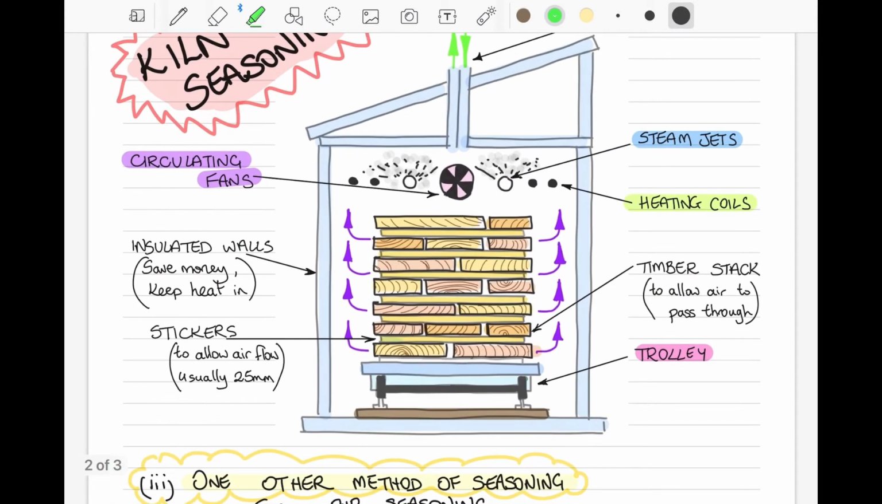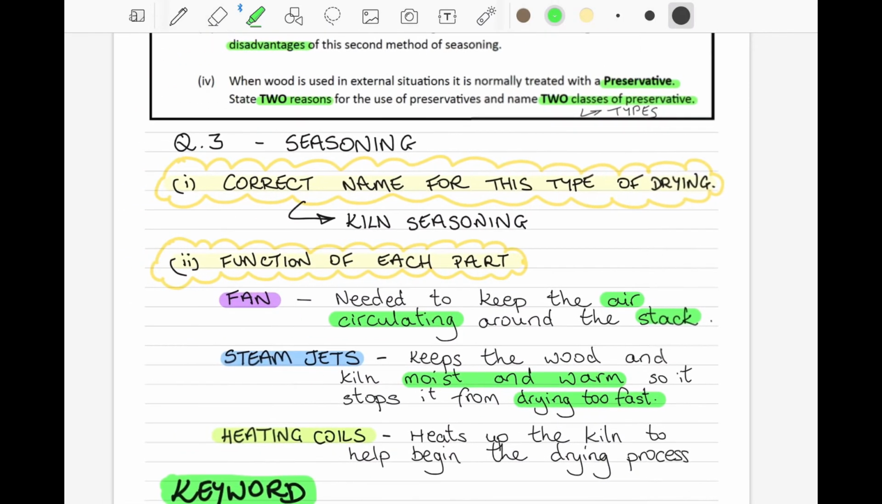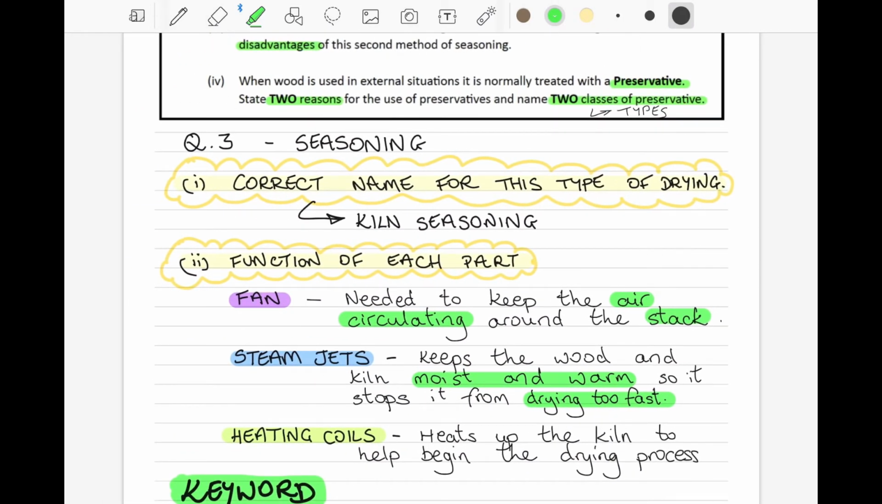Let's look at where they are. Well, again, it is what it says on the tin. It heats, and they are coils. So what are they for? Because it's not what they are, it's what they're for. They heat up the kiln to help begin the drying process. Okay, so that's all it is. It's like the fan in your oven, heats it up to cook cakes and so on. In terms of keywords there, the drying process, I suppose, will be important.